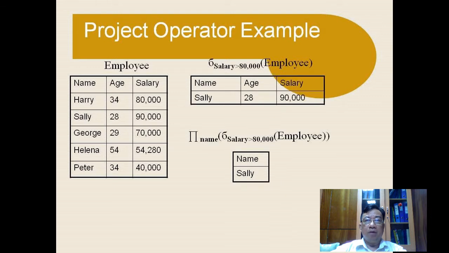Now let me go to a project operator example: the composition. You have here an employee relation with 3 attributes, name, age, salary. And here you have a composition, an operator composition. The result of select from employee can be the input of project. In this case, you project name only, and the result will be a relation with only one attribute.